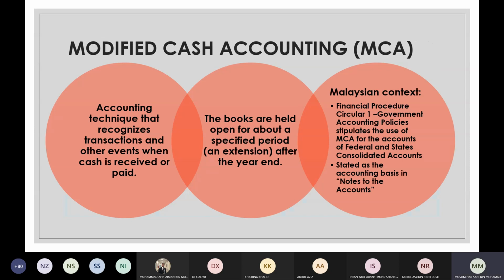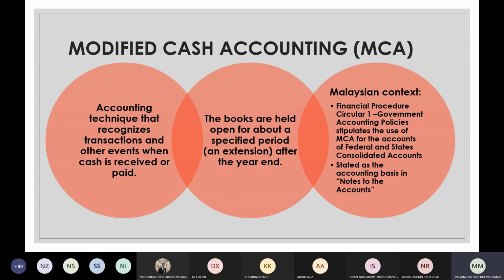Right, another basis is modified cash accounting, an accounting technique that recognizes transactions and other events when cash is received or paid, similar to cash accounting. But I think what makes it modified is the second point there. The books are held open for a specified period after the year end. If you look at modified cash accounting, it is basically this procedure of keeping the books open. They allow transactions after year end to be included within the year.